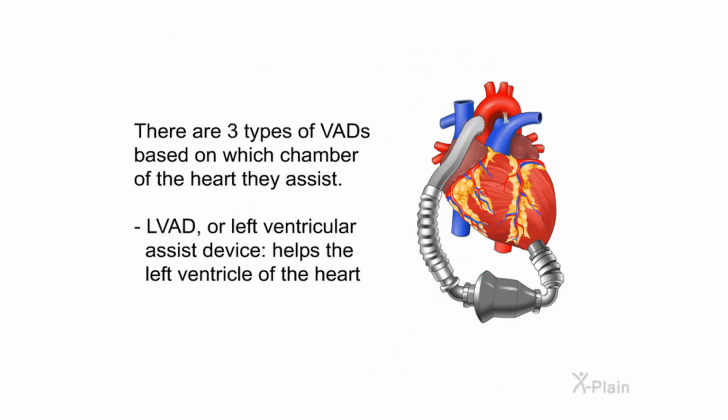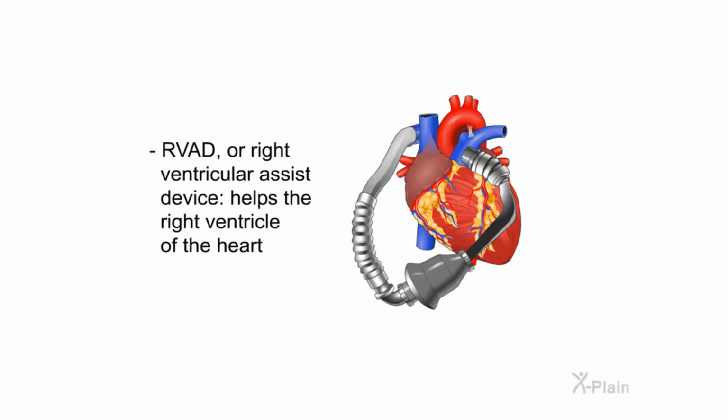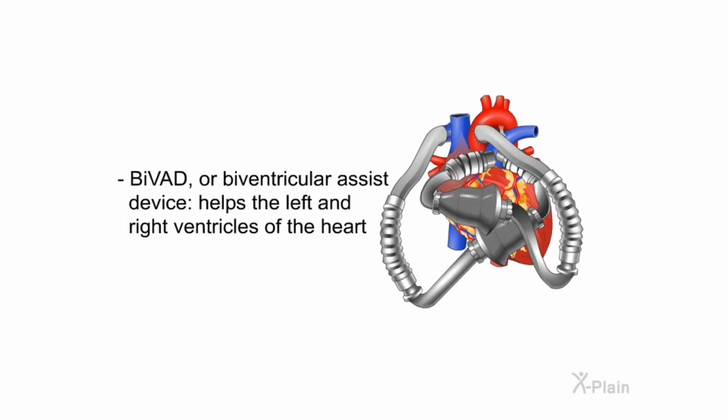There are three types of VADs based on which chamber of the heart they assist. LVAD, or left ventricle assist device, helps the left ventricle of the heart. RVAD, or right ventricular assist device, helps the right ventricle of the heart. BiVAD, or biventricular assist device, helps the left and right ventricles of the heart.